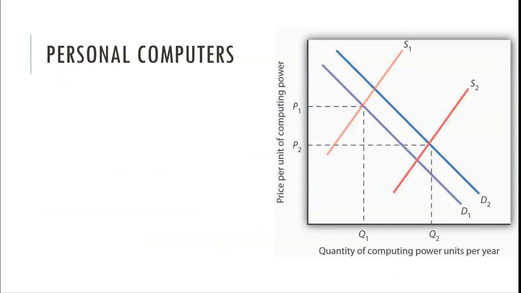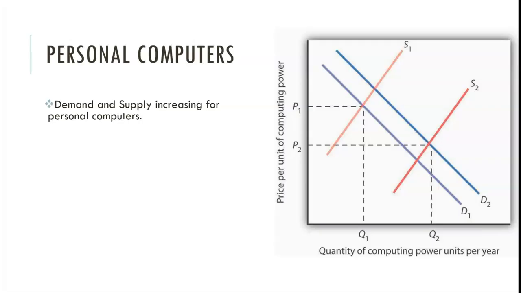Let's look at a couple of examples. So for market analysis, we want to know what's happening in our markets. Why are some things getting cheaper? Why are other things getting more expensive? When we look at the world of personal computers, we can see that the computing power has increased significantly over the past few decades. Computers and phones are getting more and more powerful. They're also often getting cheaper as well.